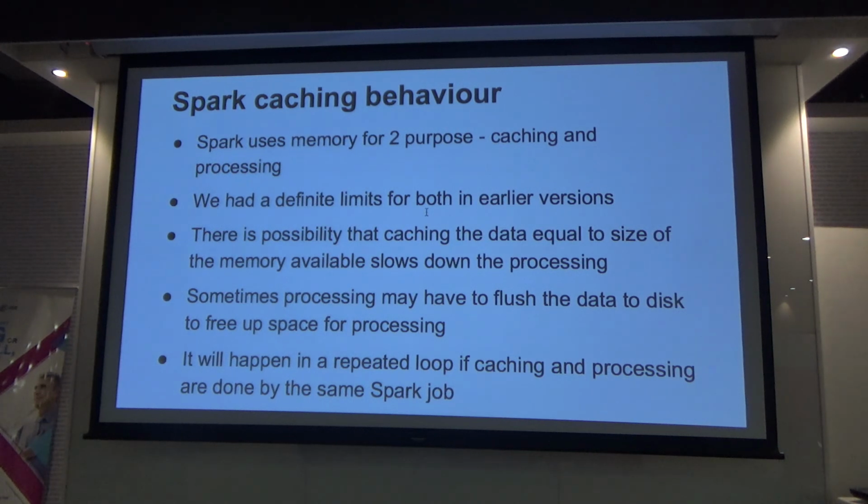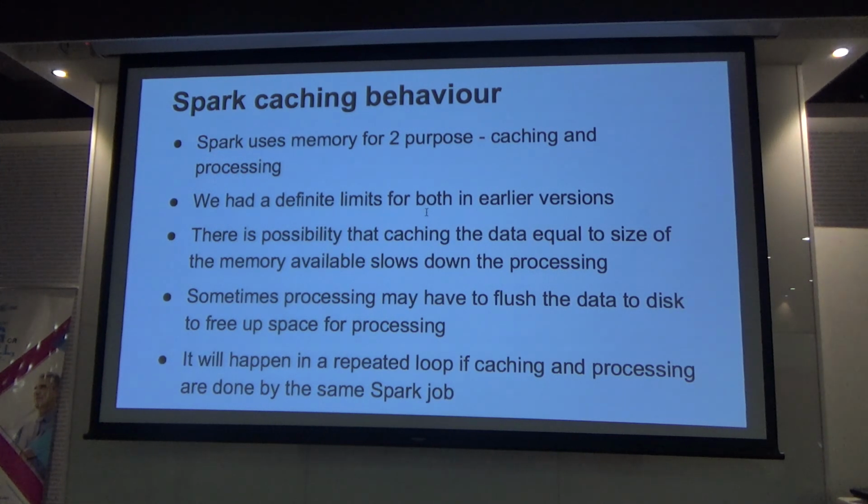There was no ability for cached data to move into the processing boundary or vice versa. So the disadvantage was, even if you had a lot of free memory on the processing side, caching was not able to use it, and even if you had a lot of uncached data and memory left in the caching part, processing was not able to use that. To resolve that, Spark got rid of that specific restriction, so they use the complete memory.